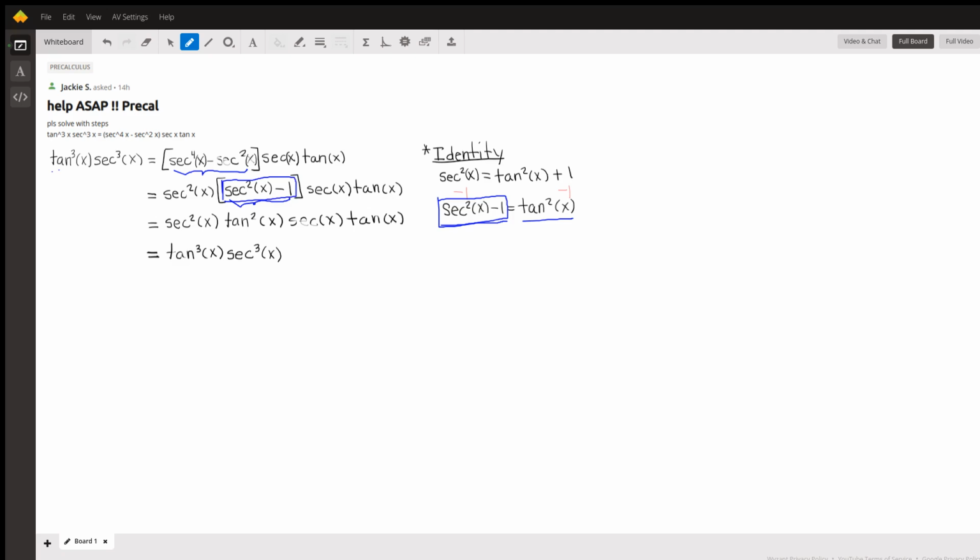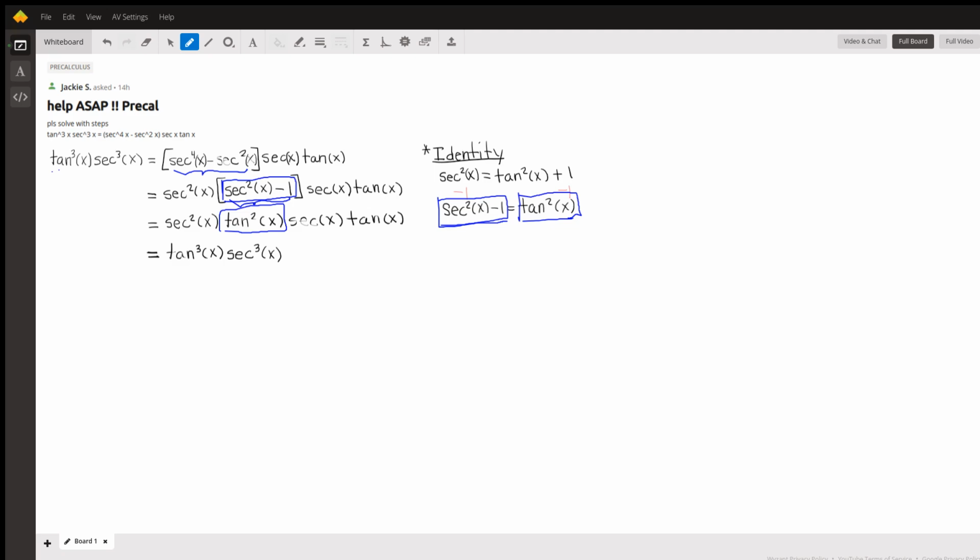What can I replace that with? I'm going to replace it with tan squared x, because over here on the right, my identity tells me that secant squared x minus 1 is equivalent to tan squared x. So just a couple reminders, you can manipulate these algebraically to make them useful for you in working through these problems. Now we're pretty much at the end of this problem.